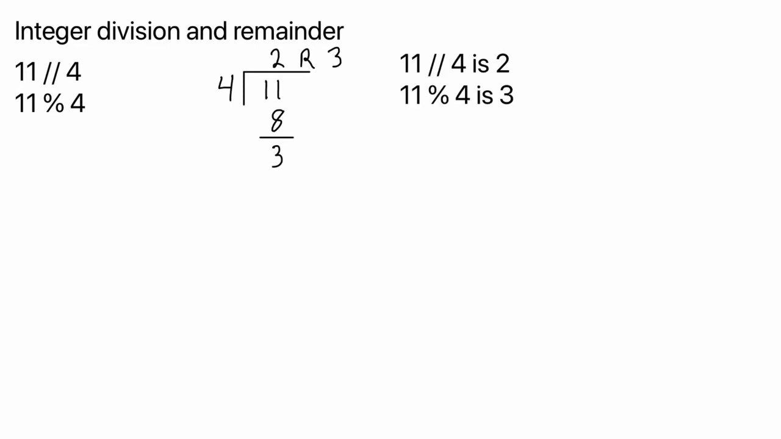So 11 // 4 is 2, and 11 % 4 is 3. As we can see from the example here, there's the quotient and there's the remainder.